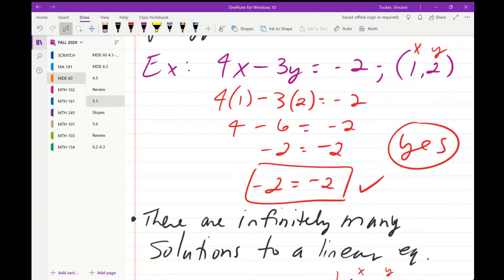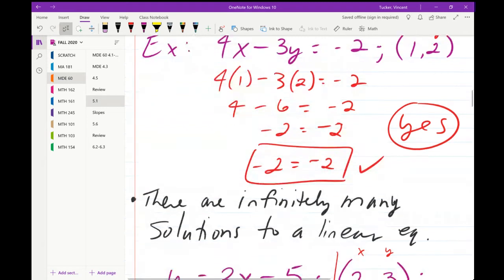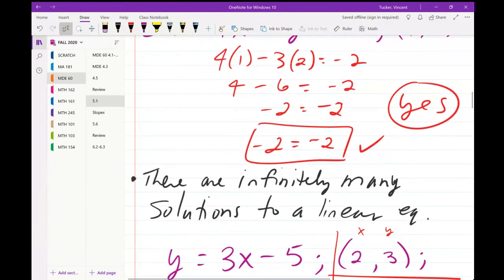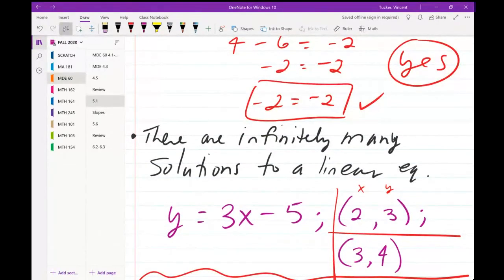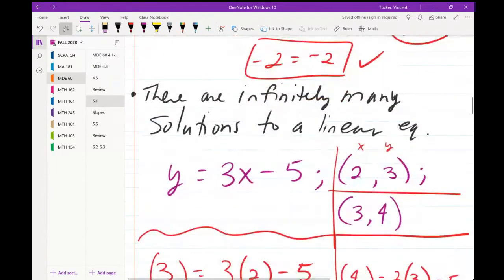And there are infinitely many solutions to a linear equation. That's what the line represents, all of the ordered pairs that are solutions for your equation. And we have talked about a graph here, but a line that we graph for that equation represents all of the solutions for that equation.